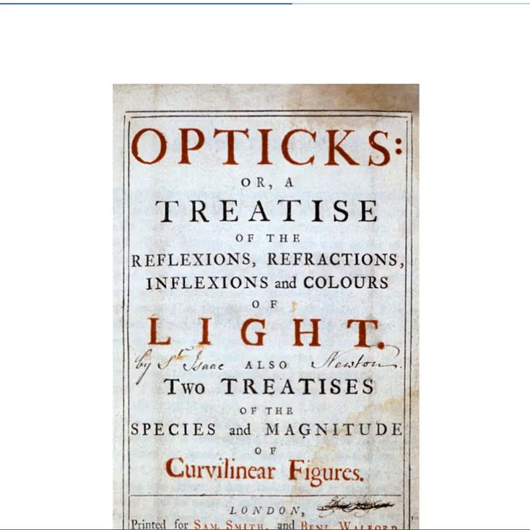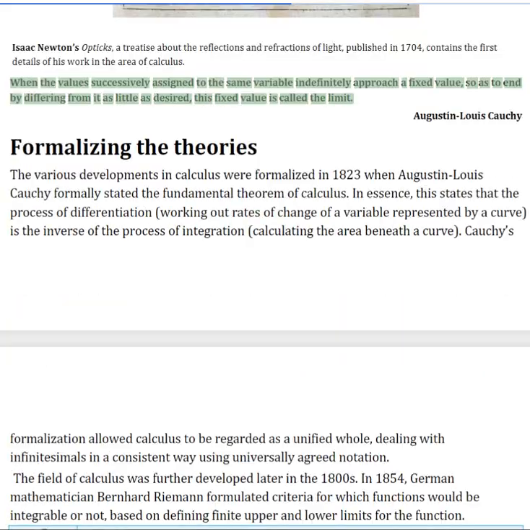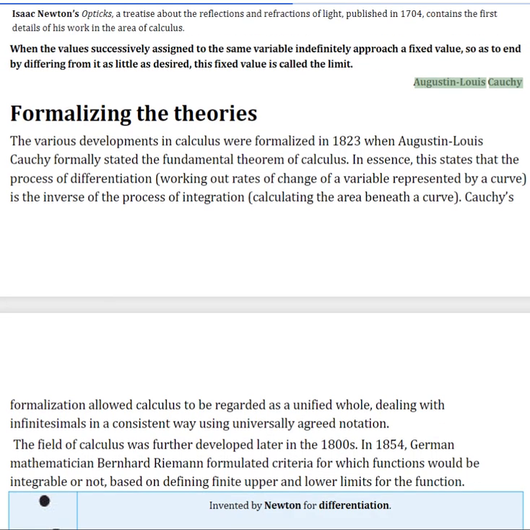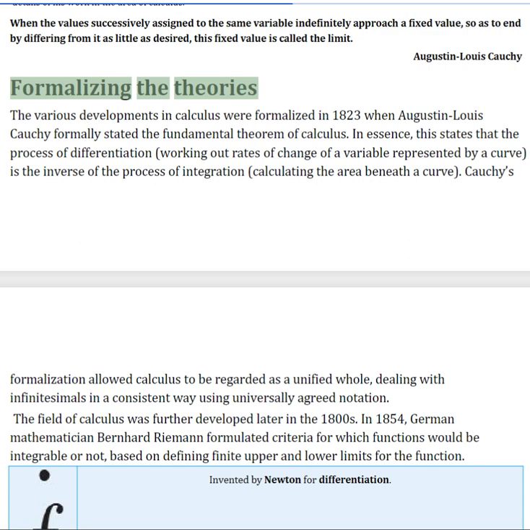Isaac Newton's Optics, a treatise about the reflections and refractions of light, published in 1704, contains the first details of his work in the area of calculus. When the values successively assigned to the same variable indefinitely approach a fixed value, so as to end by differing from it as little as desired, this fixed value is called the limit. Augustin Louis Cauchy.